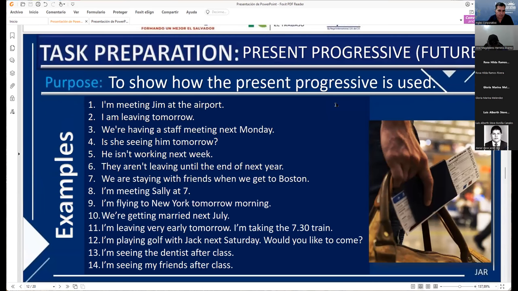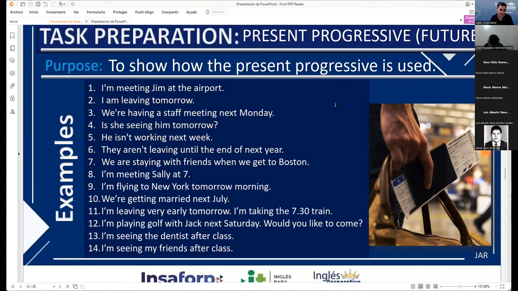Present progressive for future. Examples. I'm meeting Jim at the airport. I'm leaving tomorrow. We're having a staff meeting next Monday. Is she seeing him tomorrow? Teacher. Pero seeing quiere decir ver. Sí. Pero ver en este caso es encontrarse con. No percibir con los ojos, sino encontrarse con. She's seeing him tomorrow. Así como decimos en español, ella lo va a ver mañana. ¿Verdad? Pero lo va a ver de que se van a encontrar.